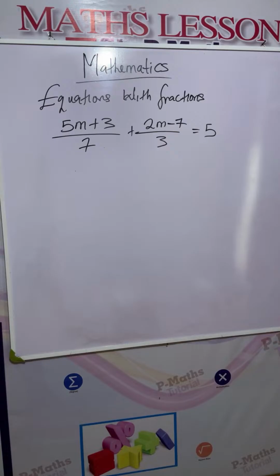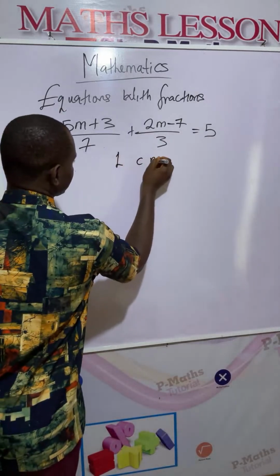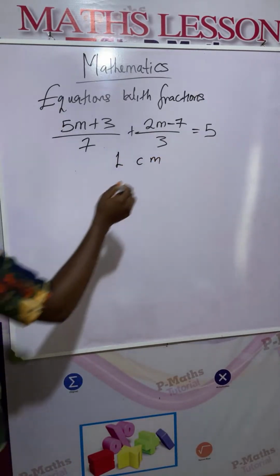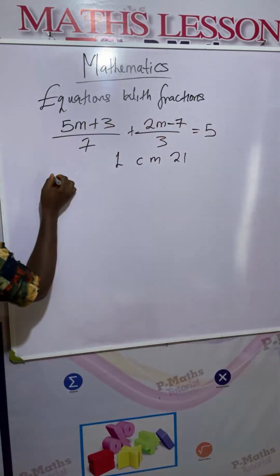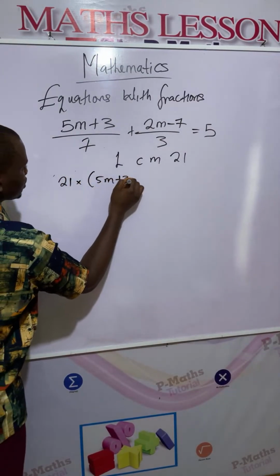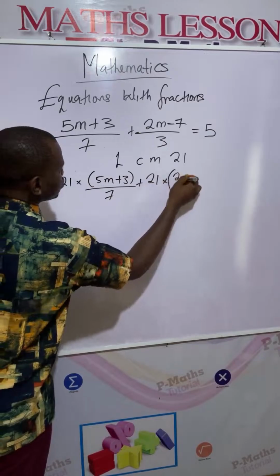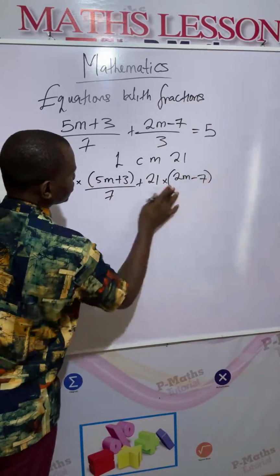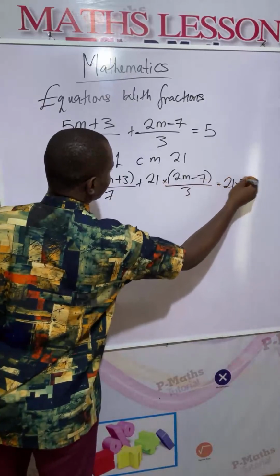All right, so let's solve the next question. 5m plus 3 over 7 plus 2m minus 7 over 3 equal to 5. So to solve, let's get our LCM. And our LCM is 21. Use 21 to multiply each of the terms of this equation. So we say 21 times 5m plus 3 over 7, plus 21 times 2m minus 7 over 3, equal to 21 times 5.